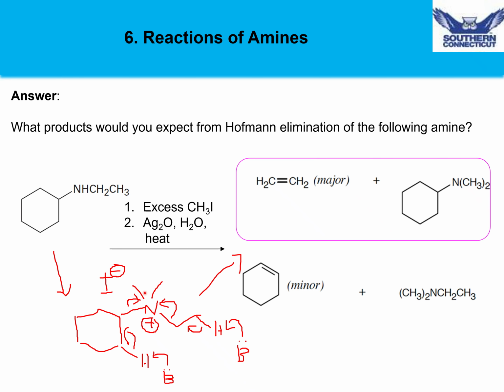Since the Hofmann elimination typically goes after the least hindered hydrogen, we should expect that it will be this hydrogen rather than this one that is removed the most. So the products on the top most likely would be the major products.